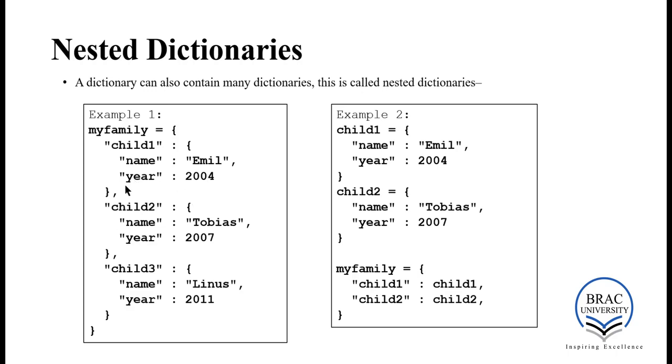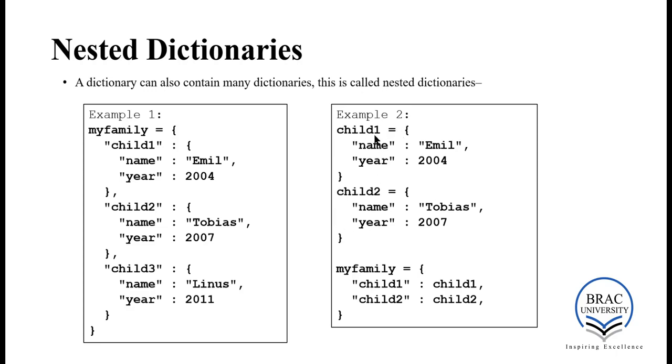This is how I can access the whole set in one dictionary. This is called a nested dictionary. Example 2: here I have first created three dictionaries, child 1, child 2, child 3. Here I have shown you two dictionaries, child 1 and child 2.